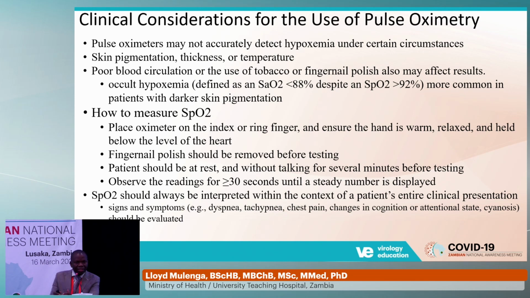And also importantly, usually we find that these individuals who may need oxygen, especially those that are desaturating, are anxious. They have to be calm. You have to stop them from talking for several minutes for you to get an accurate reading.